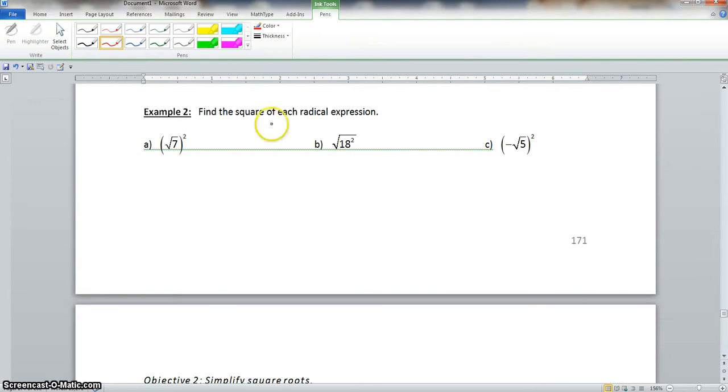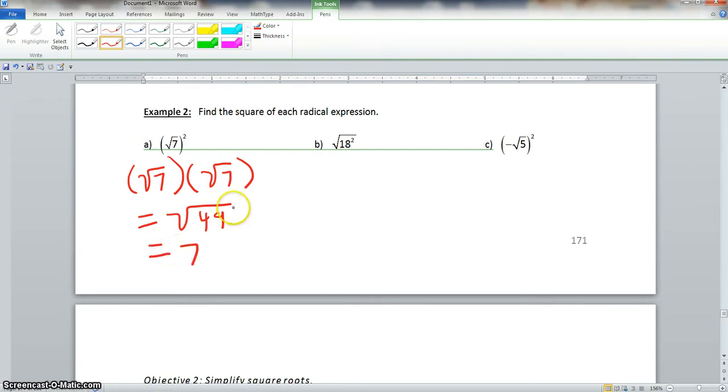Now we scroll down here to example 2. It says find the square of each radical expression. Now we have the square root of 7 in parentheses, squared. So this is the same as the square root of 7 times the square root of 7. Now we know the square root of 7 times the square root of 7 is the square root of 49. And the square root of 49 is 7.